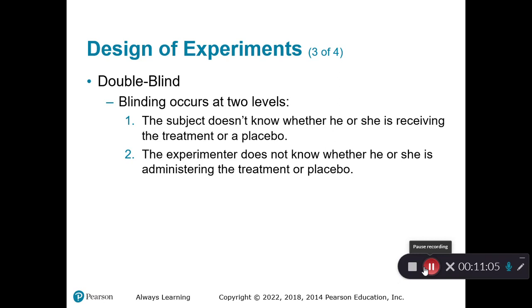For example, if I know that I'm giving you the real treatment, the real experimental drug, I might say, this is likely to make you better, we're really hopeful this works, and I may unintentionally give you information that may influence how you respond to it.